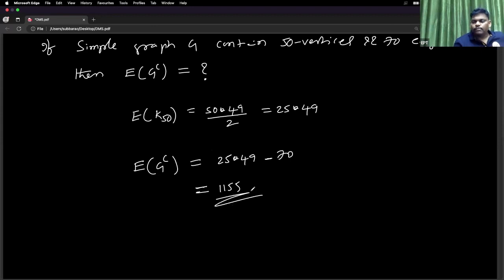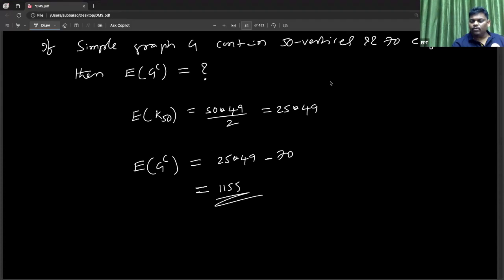Perfect. This is called the complement graph. G complement contains how many edges? Now, one more beauty. G contains 50 vertices. G complement contains how many vertices? 50. When you don't study properly, you may do the complement of that also. The complement of a given graph: vertices are the same, only the edges are different.